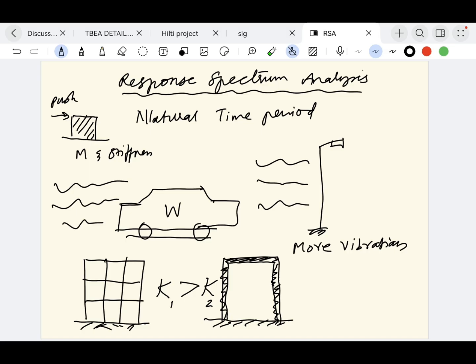So the time period for this will definitely be lesser than this. If you consider T1 and T2, T1 will be lesser than T2. And similarly, if you consider the frequencies N1 and N2, N1 is lesser than N2.